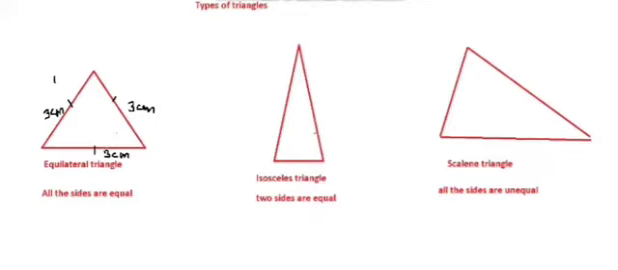Then we come to the isosceles triangle. In an isosceles triangle, only two sides are equal. Here you can see that these two sides are equal and the third side is not equal. So when two sides are equal, we call it an isosceles triangle.